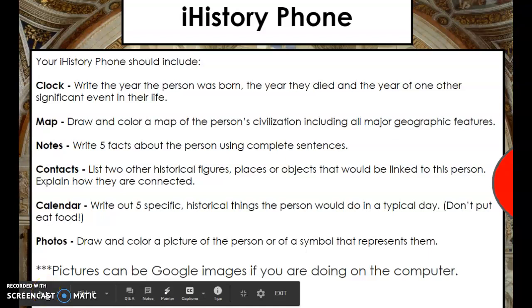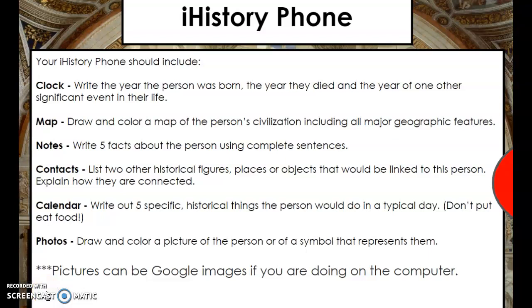Okay, so if you choose the iHistory phone for your assignment, this is what you should include. The clock, right? The year the person was born, the year they died, and the year of one other significant event in their life. So the year that they accomplished something that led to them being who they are.